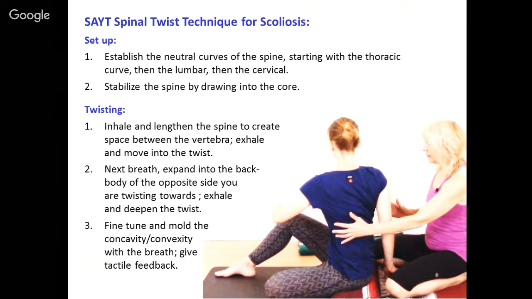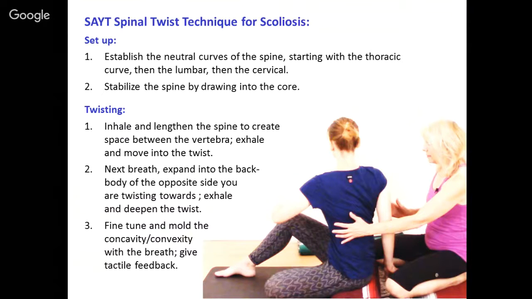So you can see my hand is on Kim's left kidney, ribs, back body area. And she's turning to the right. So she's breathing into her left back body and then exhaling, turning to the right. But because we have convexity and concavities in the scoliosis, we're going to fine tune it and have them mold it with their breath as they go through that, and we give them tactile feedback to do that. And I explain that more in depth in the course, in the structural alignment yoga therapy course.